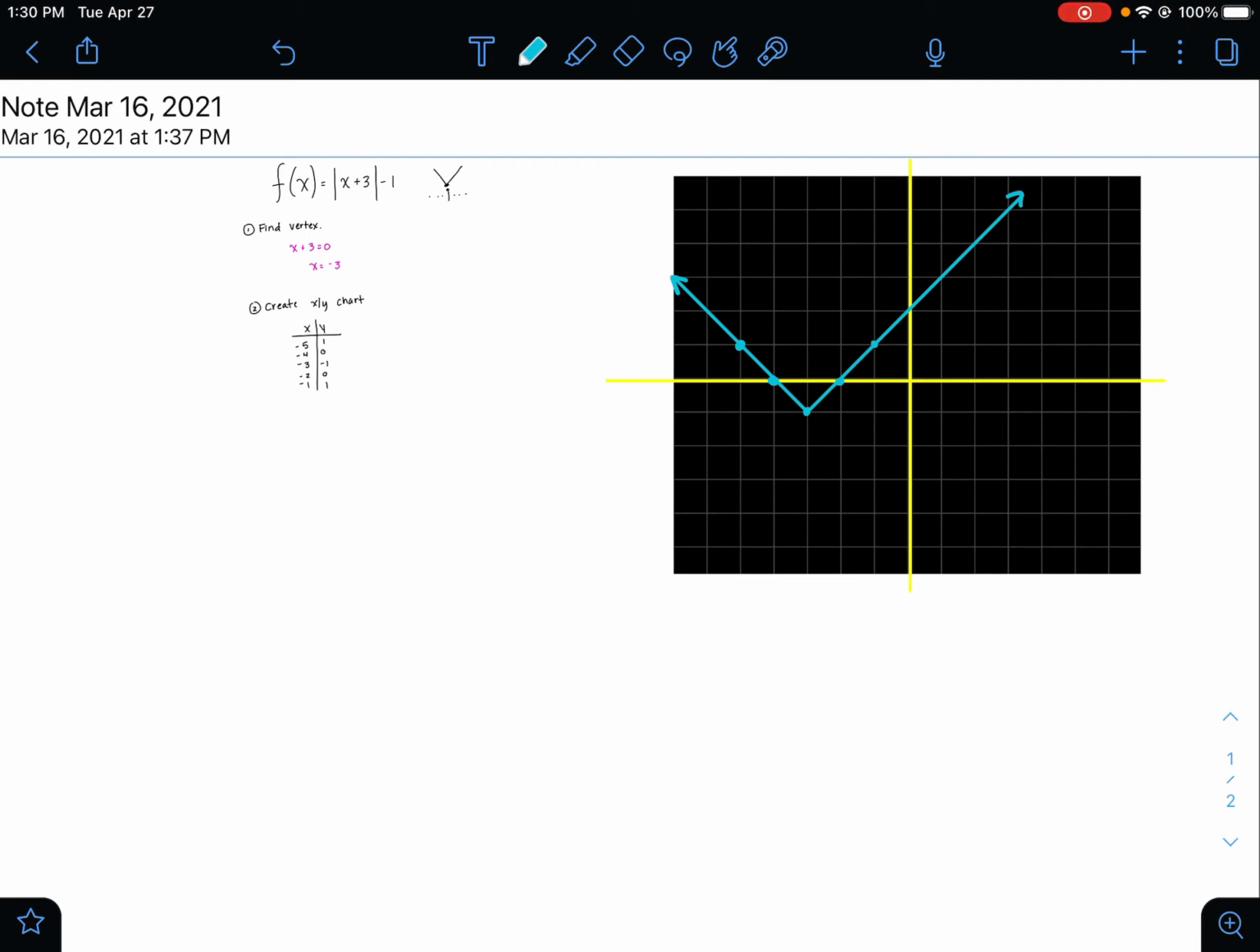Okay, so that's how you graph absolute value equations. So if you go through and graph something and you get a straight line, or you get something curved, or you get something other than a V, you know you did it incorrectly.